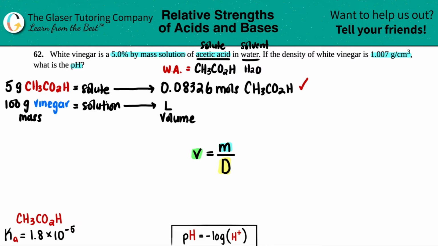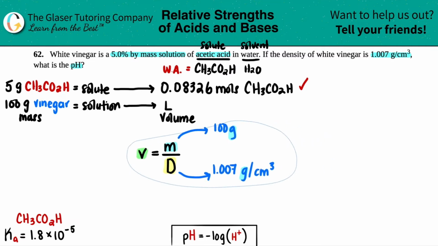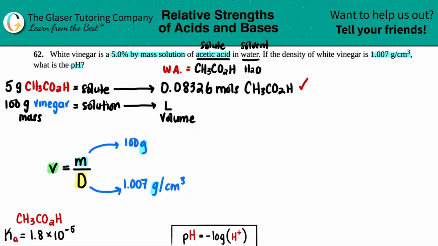Okay, now here's a little hard part, right? They told us that the density was 1.007 grams per centimeter cubed. And the mass we just said was 100 grams, right? And since the unit grams is the same, grams and grams, we're going to plug this in. I don't really like to change these density units if I don't have to. I like to change them afterwards. So what we're going to do is we're just going to solve for the volume. And we can do that because the masses will cancel out.